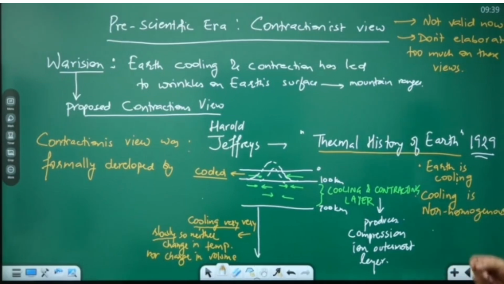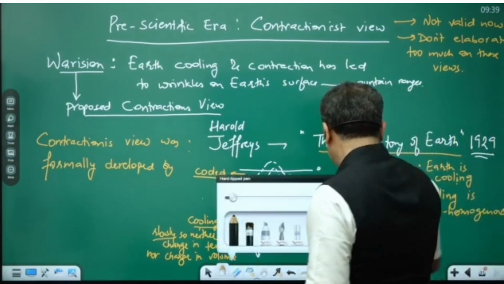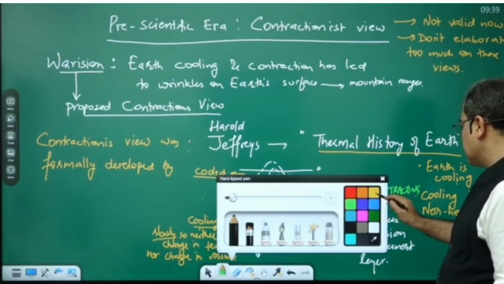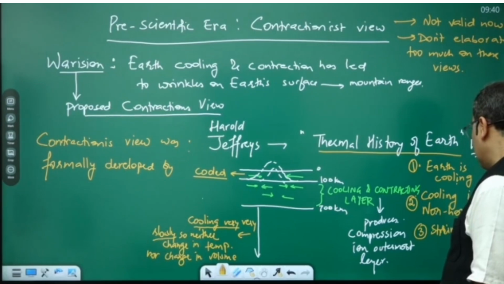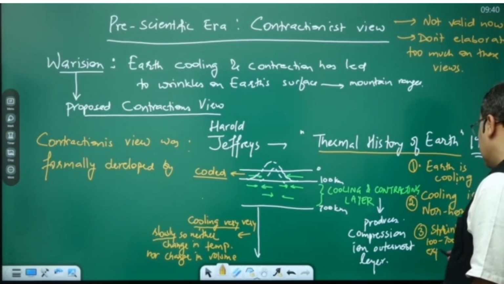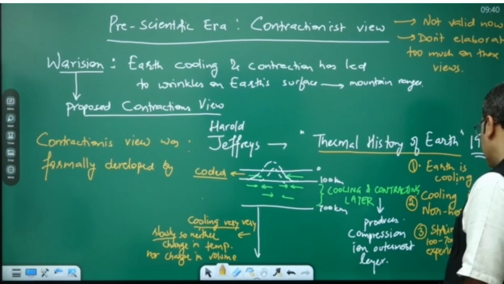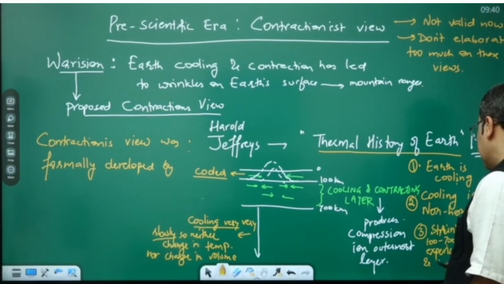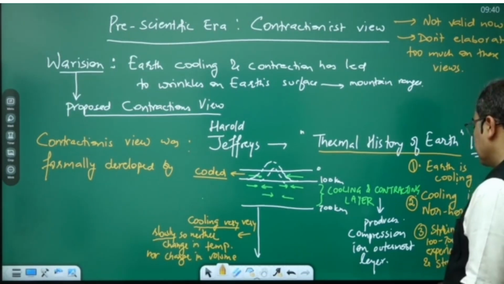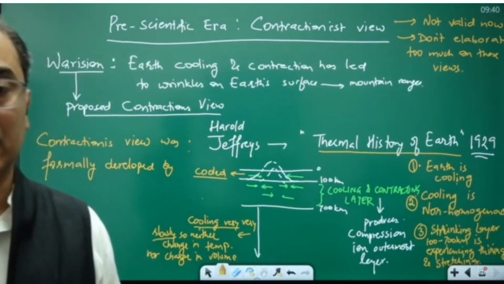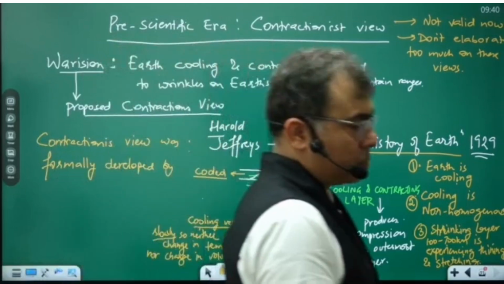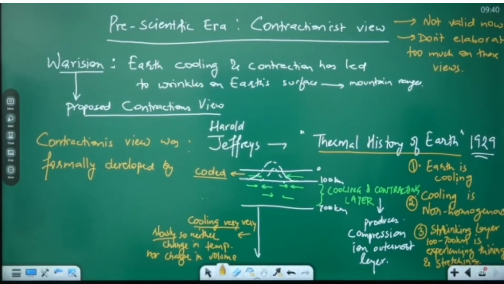So first of all, Earth is cooling. Cooling is not homogeneous, and the shrinking layer, 100 to 700 kilometer, is experiencing thinning and stretching, and that produces compression in the outermost layer, and as a result mountains are forming. This is absolutely wrong, but just for the proposal's sake I want to tell you what he was talking about. This is what he has talked about.